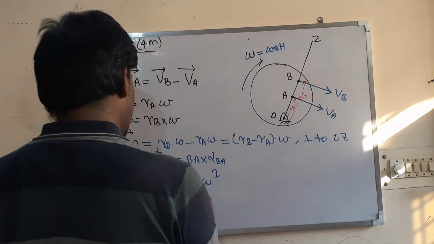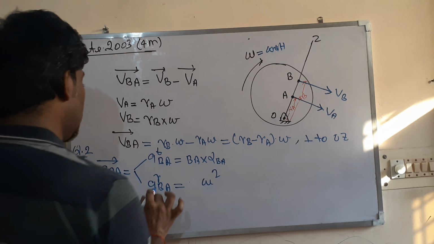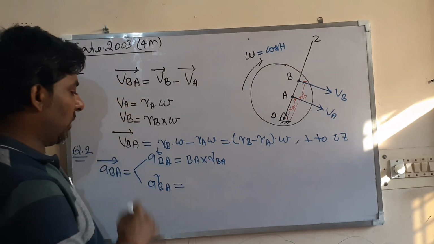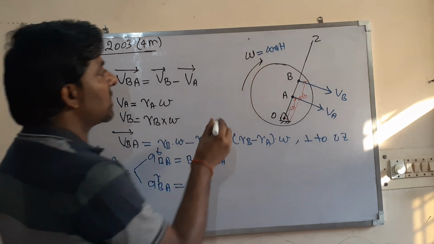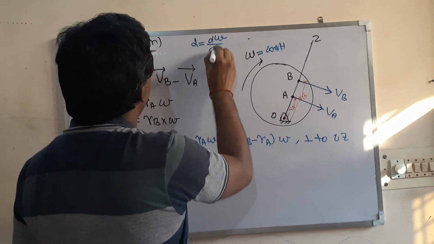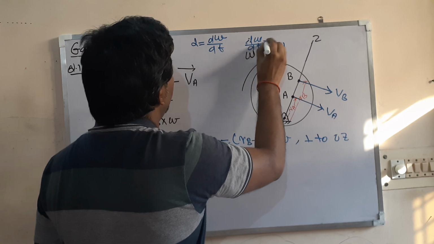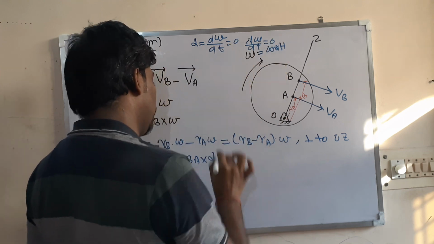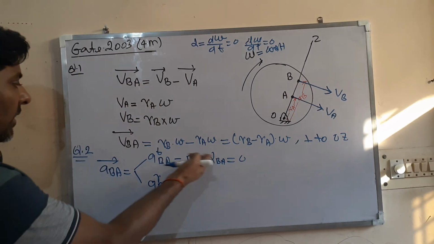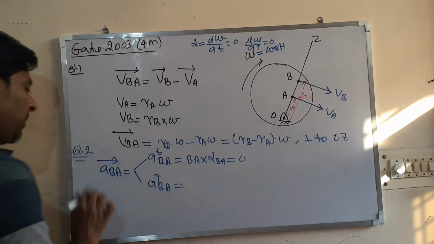Not directly R omega square. The radial component of B with respect to A is RB minus RA. Let us wait, I will calculate. First, let us say this one. When this omega is constant, you know that alpha is equal to d omega by dt. When omega is constant, d omega divided by dt is equal to 0, which means alpha is equal to 0. Alpha is equal to 0 means the tangential component is 0. So there is only the radial component.